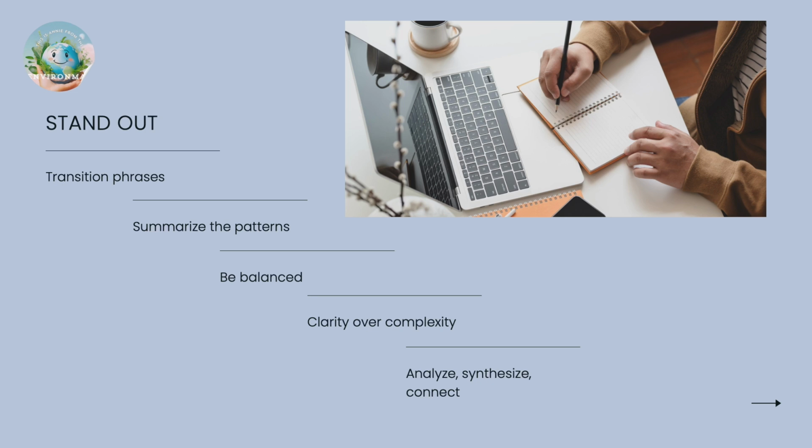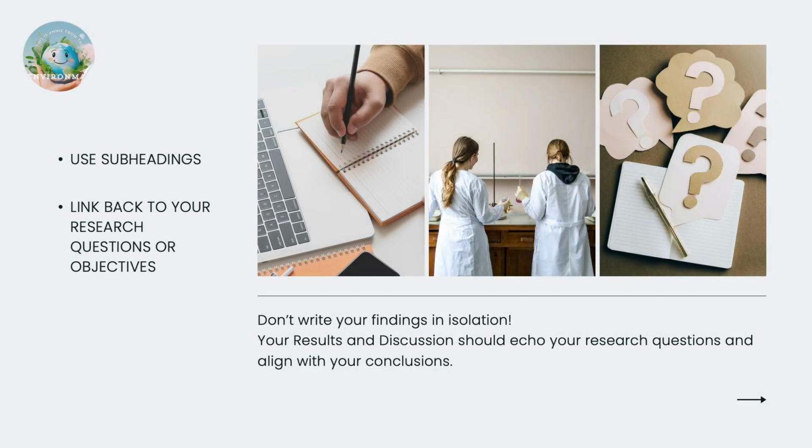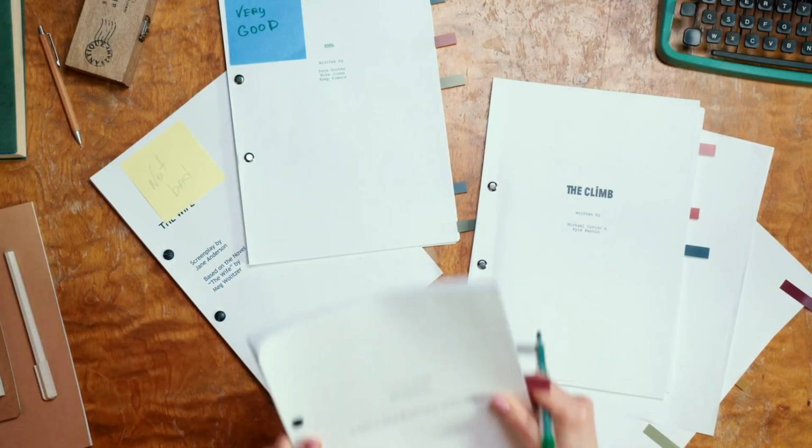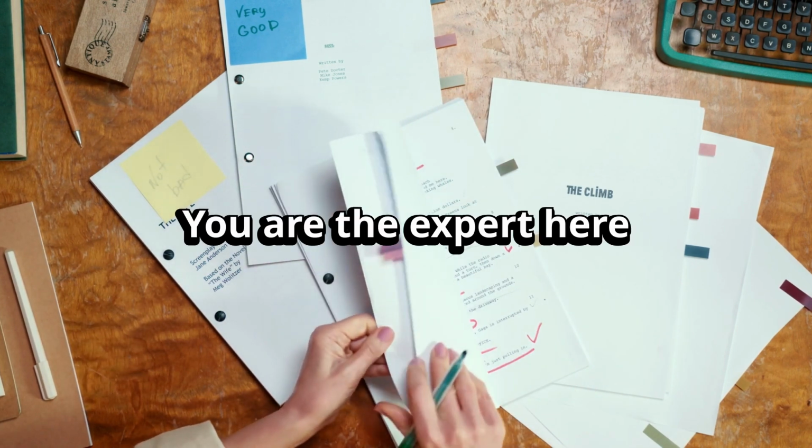Don't copy and paste results into your discussion. Analyze, synthesize, and connect them. Use subheadings if you're covering multiple experiments or questions. And always link back to your research questions or objectives. And one final tip. Don't write them in isolation. Your results and discussion should echo your research questions and align with your conclusions. It's all one story.